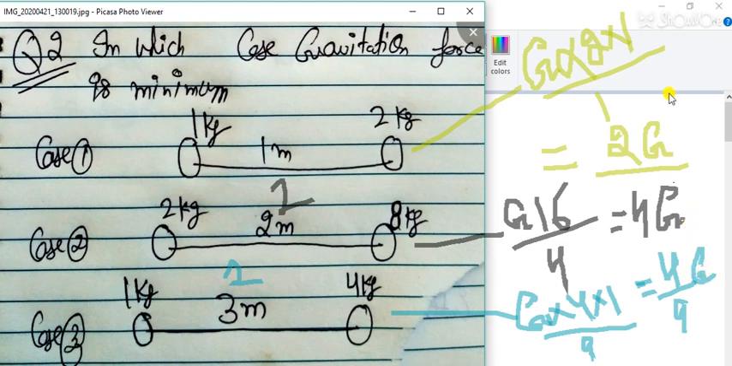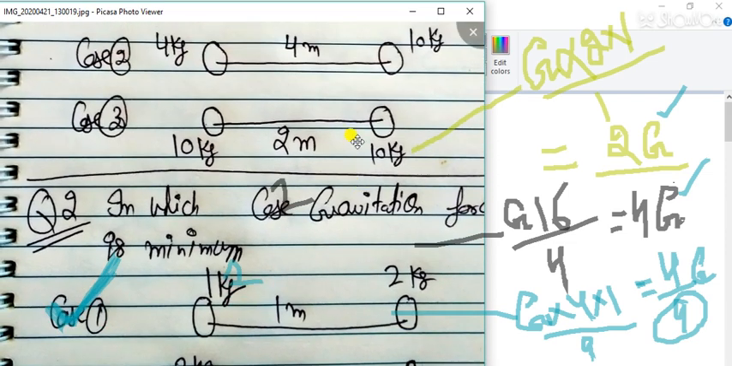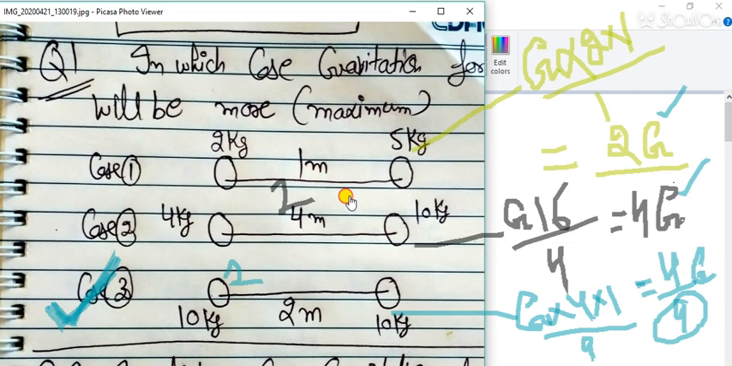So in the first case it is 2G, in the second case it is 4G, and in the third case it is 4G by 9. So this is in the denominator, that means this force is minimum. So students, case number 3 has minimum gravitational force. So till now in this video we have discussed two questions, and both have answer case number 3. In the first case we have to find the maximum force, and in the second case the minimum force. I hope these two questions are clear to you now, and this was today's homework.